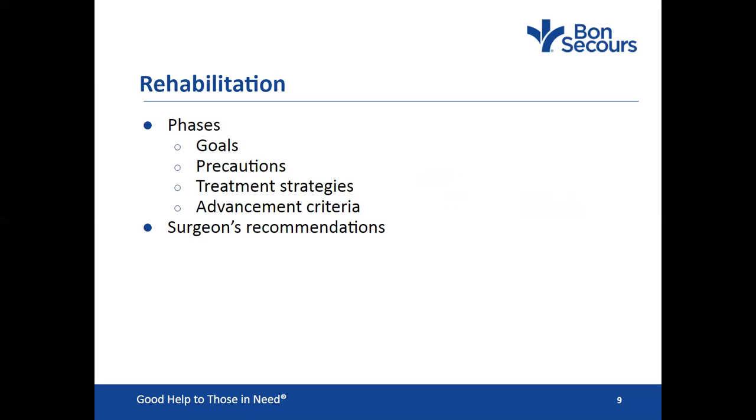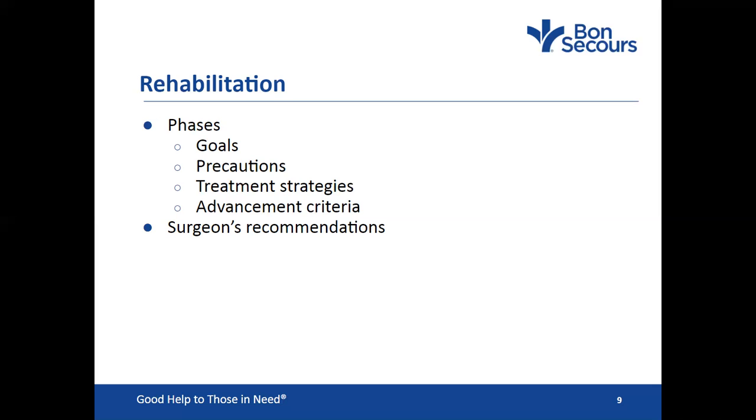Precautions may include avoiding active knee extension between 40 degrees and 0 degrees, avoiding ambulation without their brace locked at 0 degrees, avoiding heat application, and avoiding prolonged standing or walking. The treatment strategies are all of the exercises the athlete will complete in this phase, along with any modalities used.